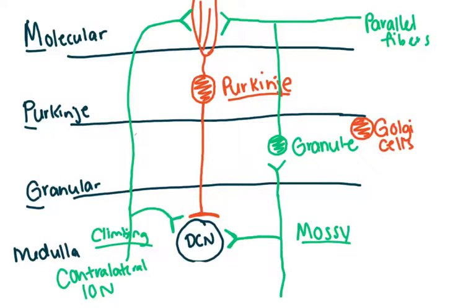Also in the granular layer, we have Golgi cells, so G and G. These Golgi cells have dendrites that extend up into the molecular layer, and the granule parallel fibers will synapse on the Golgi cells to turn them on, and then the Golgi cells will then inhibit the granule cells. This allows the Golgi cells to modulate the excitatory output of the granule cells and provides yet another timing circuit.